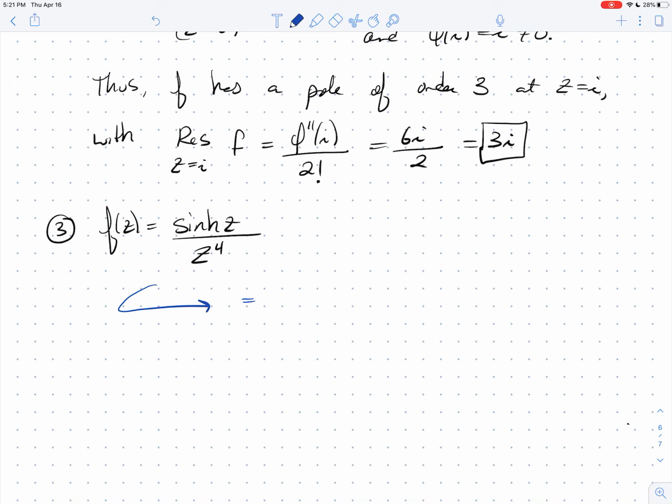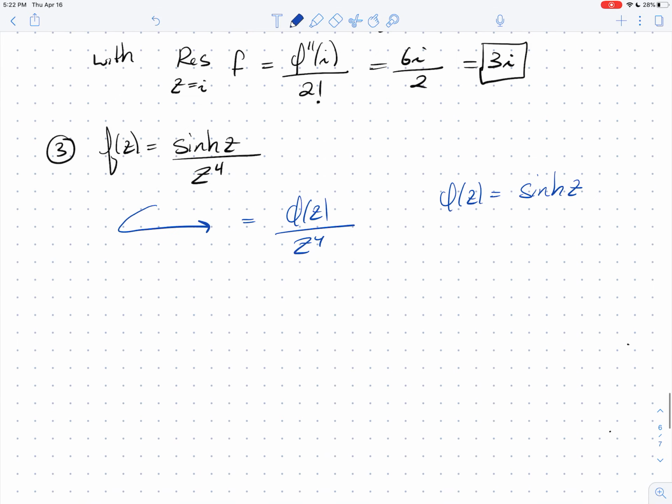We can think about f of z as some phi of z over z to the fourth, and our candidate for phi of z is sinh z. Certainly sinh z is analytic at 0. But the problem is phi of 0, which is sinh of 0, is 0. So that's not the right phi. This doesn't work. You can't conclude f has a pole of order 4 at 0, and in fact it doesn't. So how are we supposed to see this?